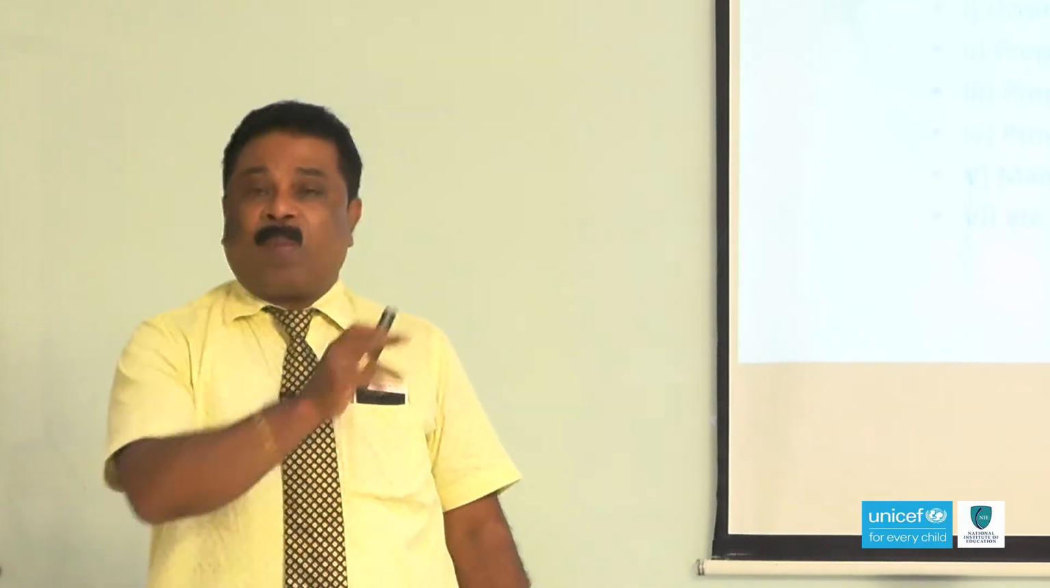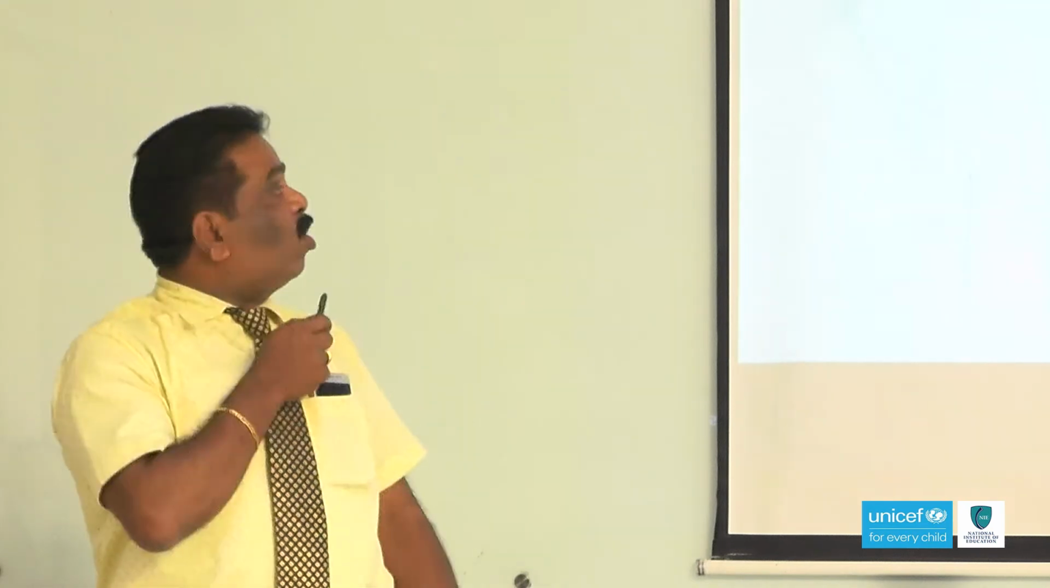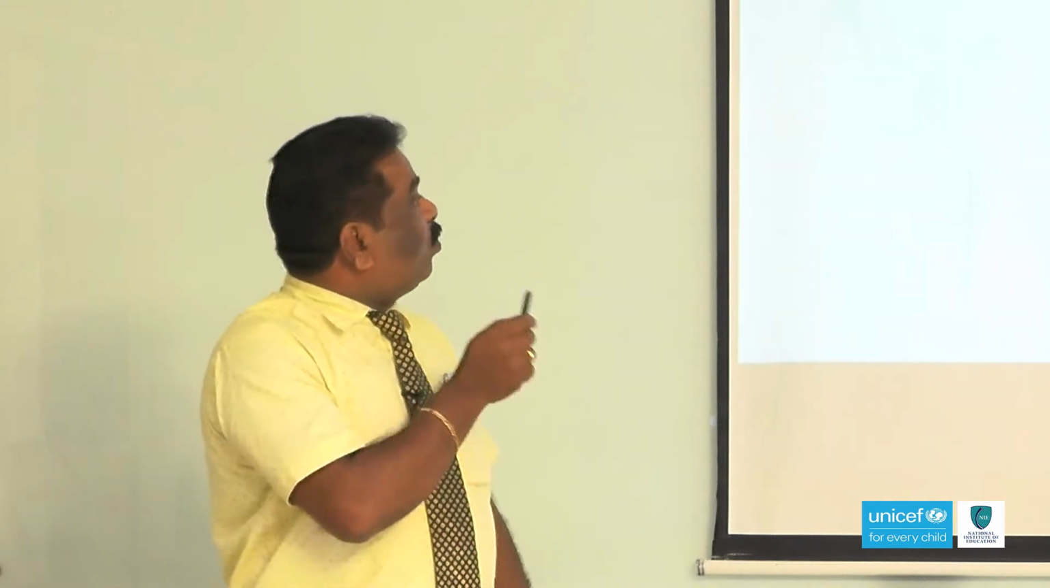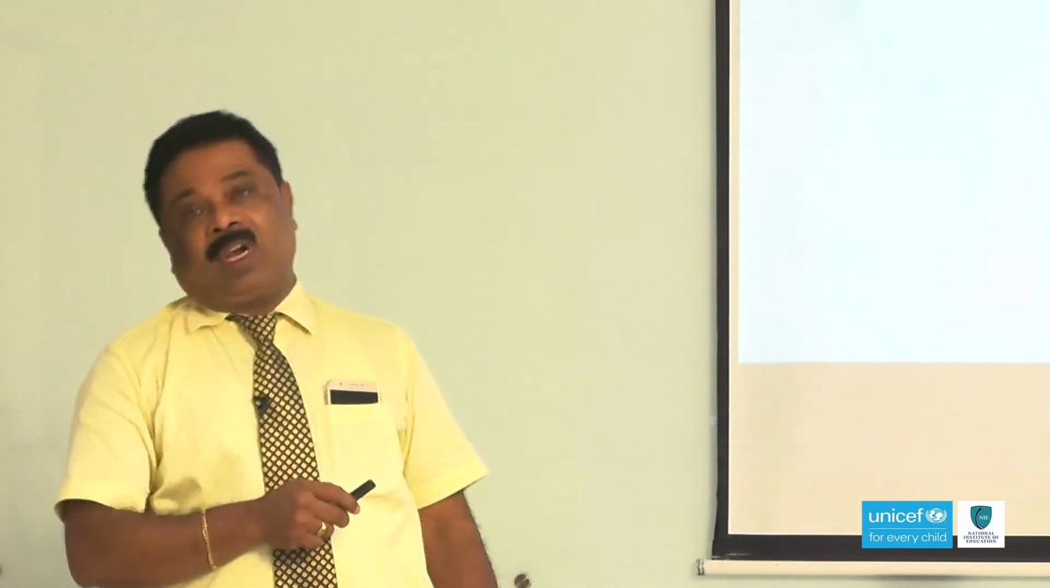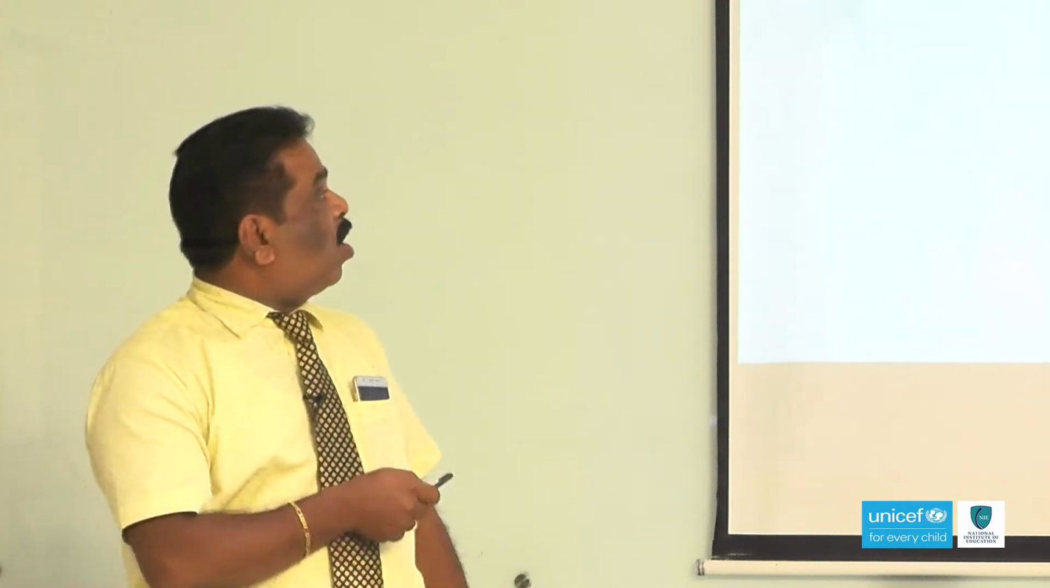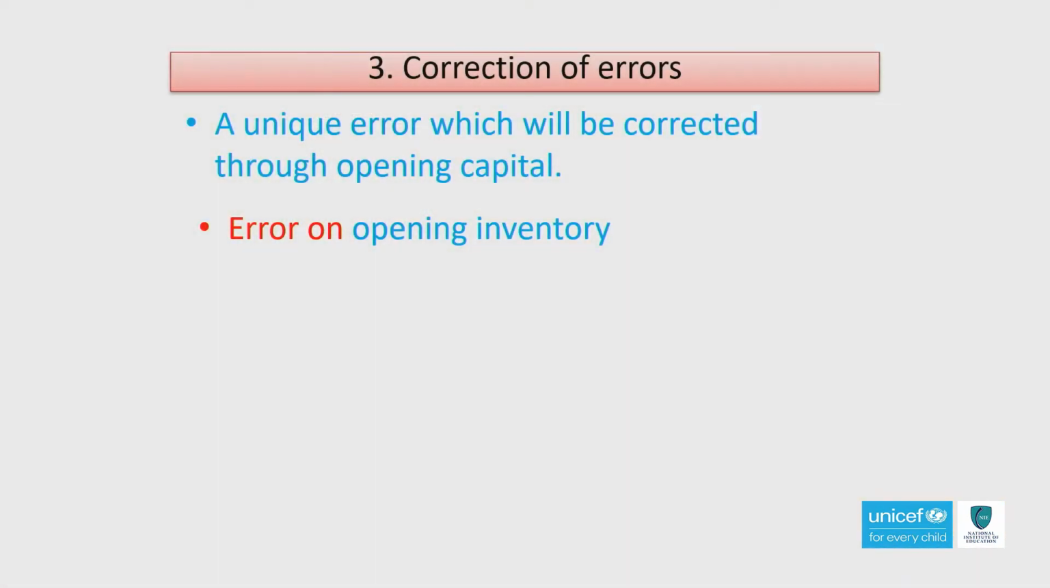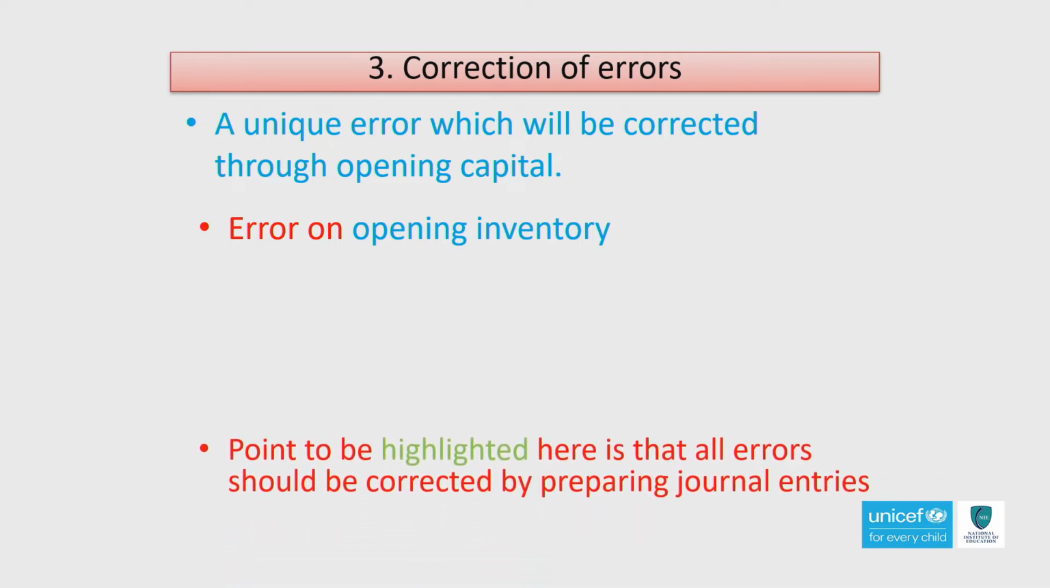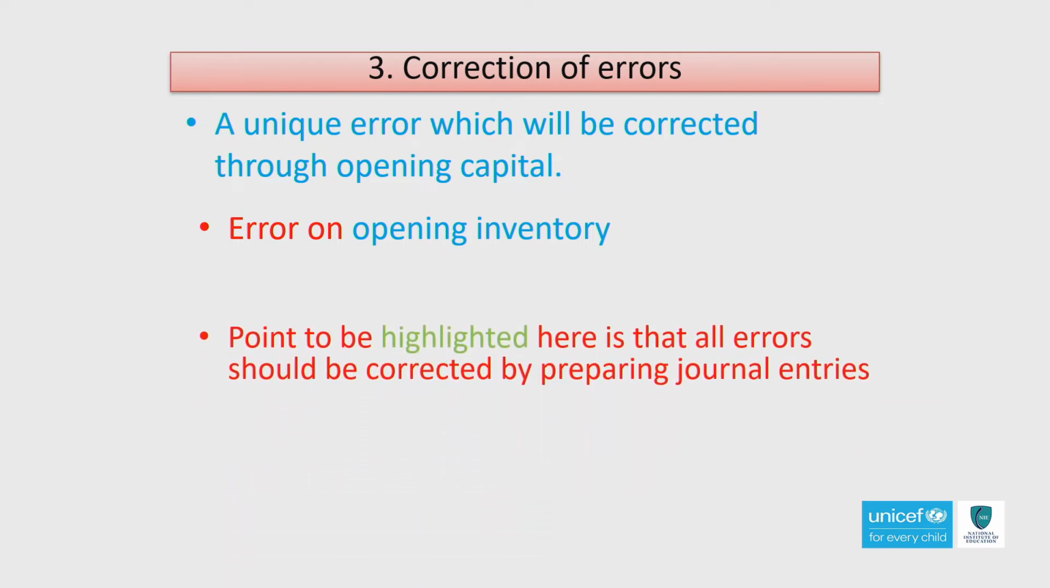Keep in mind, major area. Then there is a unique error which will be corrected through opening capital. That is an error on opening inventory. If you make an error on opening inventory, make sure that the journal entry should be inventory and opening capital. The point to be highlighted here is that I said all errors should be corrected by preparing journal entries. Please make sure you prepare journal entries.